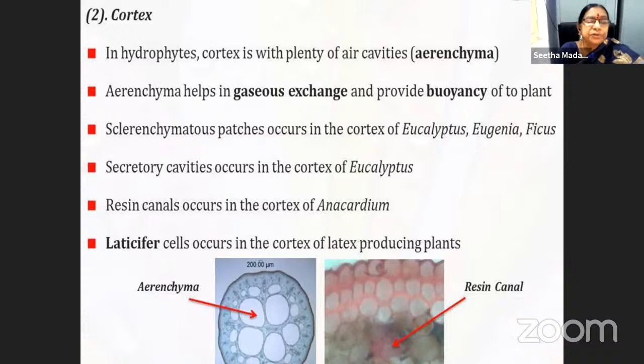Here these resin canals ooze out a substance which has some medicinal importance, and at the same time it causes some damage to skin also.